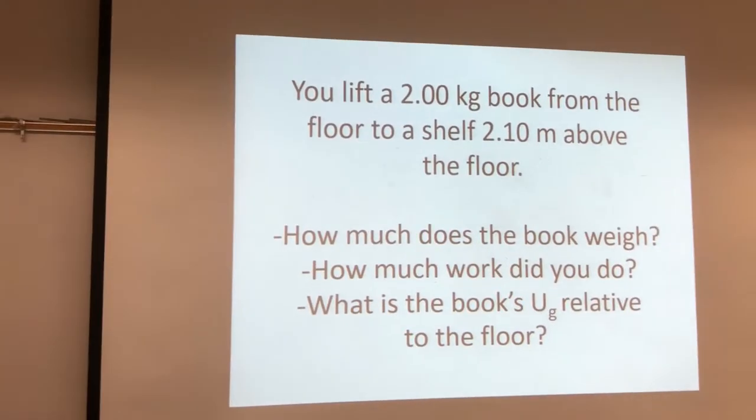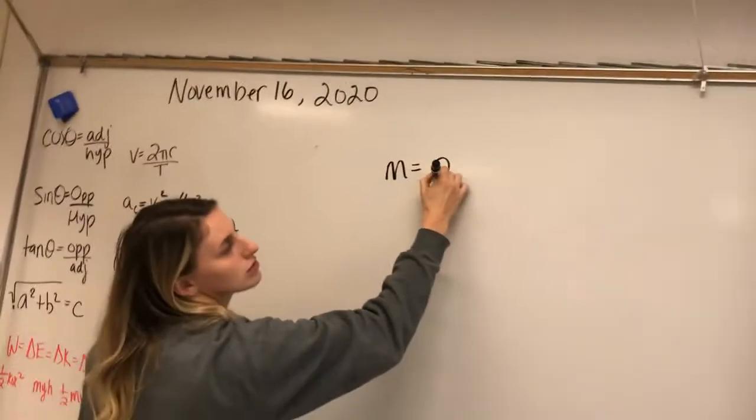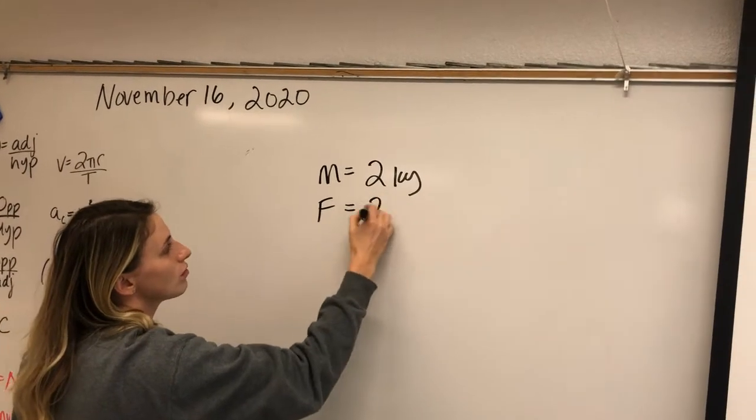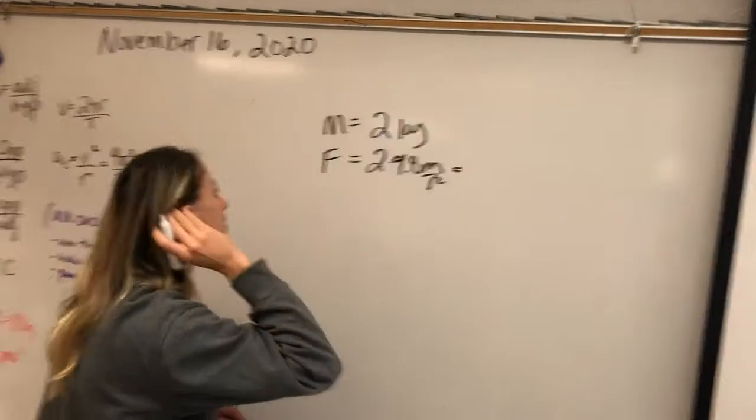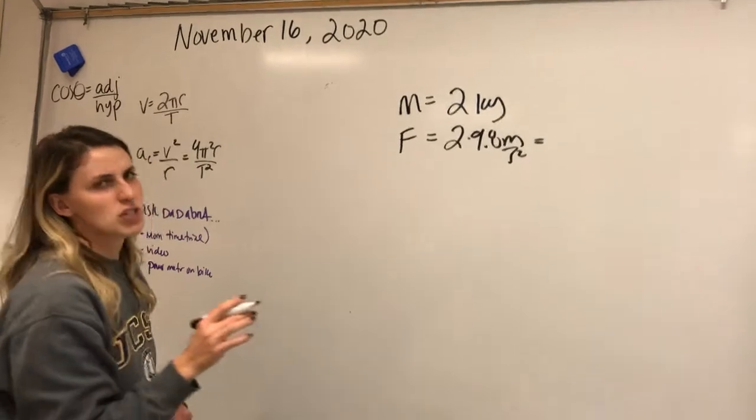Well, the weight is the mass times the acceleration due to gravity. 2 kilograms, and the weight or the force would be 2 times the acceleration due to gravity. We did do something just like this. We used your mass. Let me draw a picture first. We should always start with a sketch.